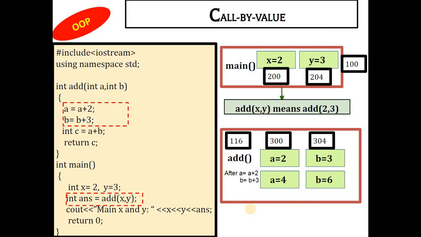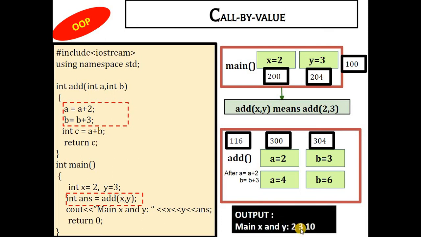Now when you display x and y, the values of x and y are 2 and 3, because you are displaying the value of x which is at location 200 and y which is at location 204, which is 2 and 3, which has not been affected though a and b have been added.